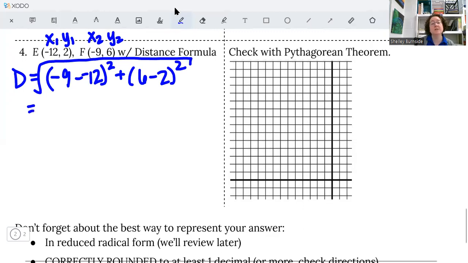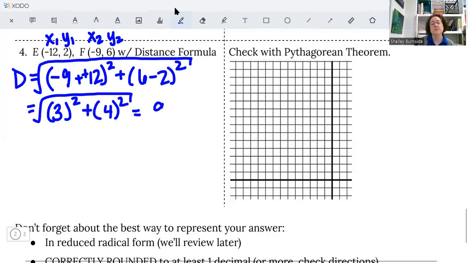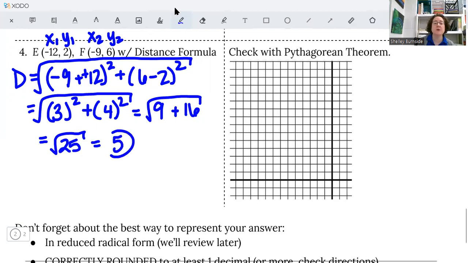Simplify in your parentheses, simplify your group. We have another minus a negative. So negative 9 plus 12 is going to give me a positive 3. 6 minus 2 is going to give me a positive 4. Those simplify to 9 and 16. And when I add those up, I get 25 under the square root. That is a perfect square. My answer for this one comes out as exactly 5.